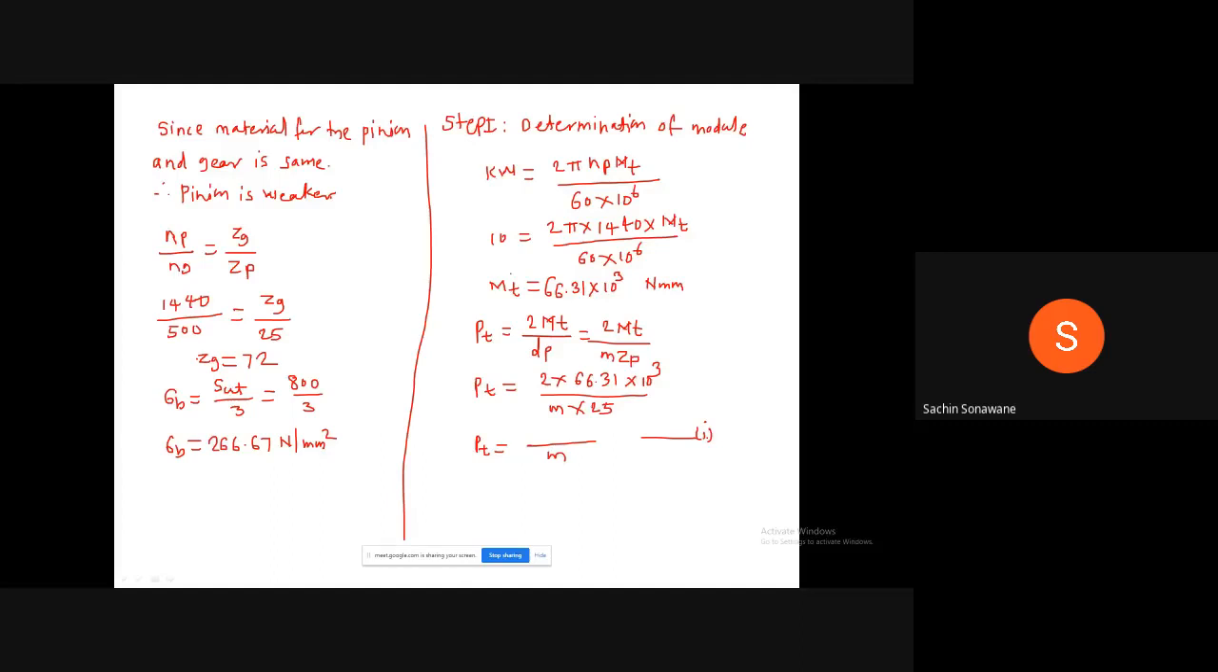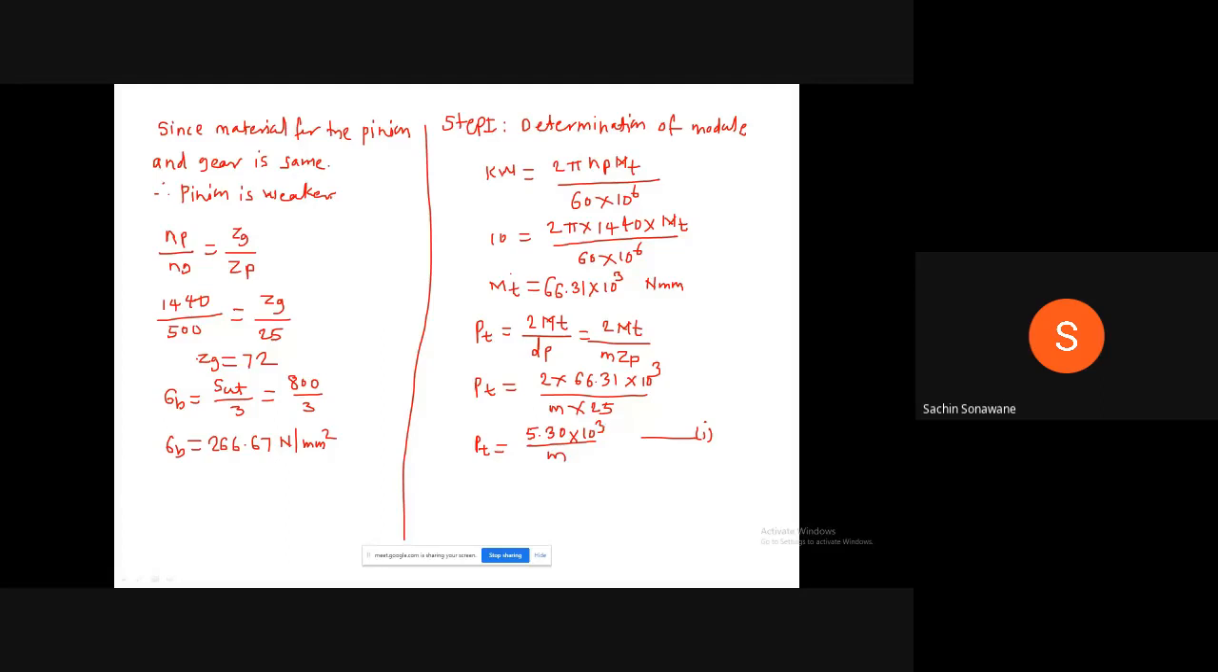What is the answer? 5.30 into 10 raised to 3. Yes, correct. 5.30 into 10 raised to 3. This is our equation 1.